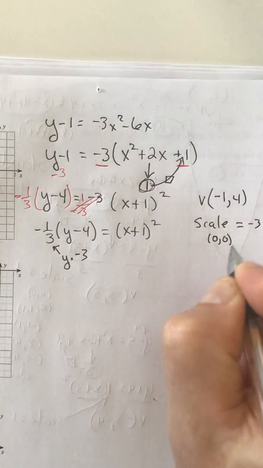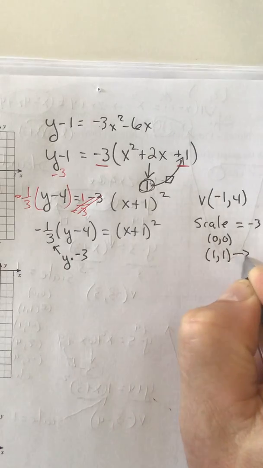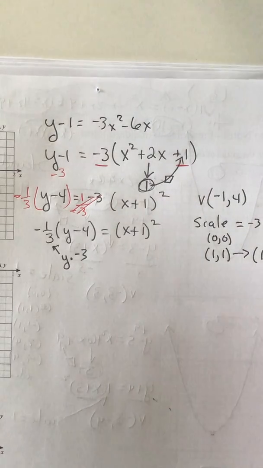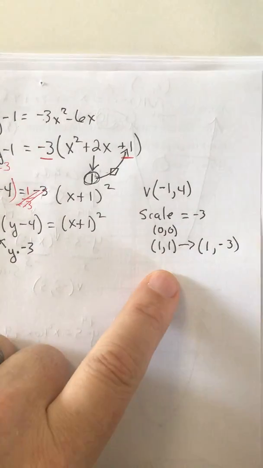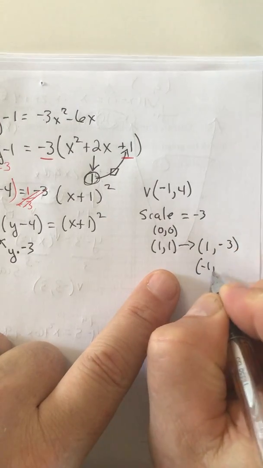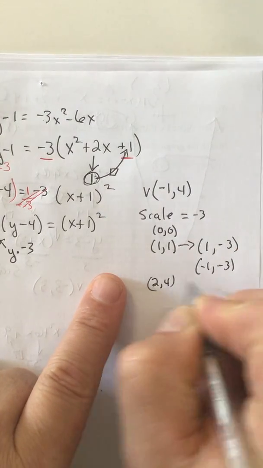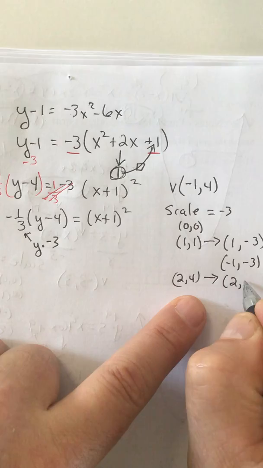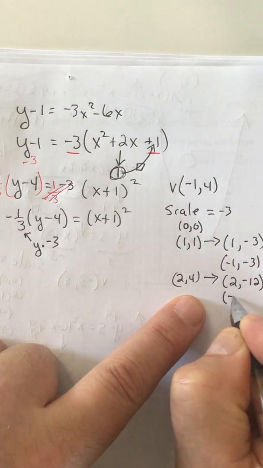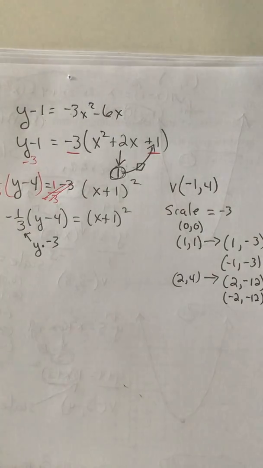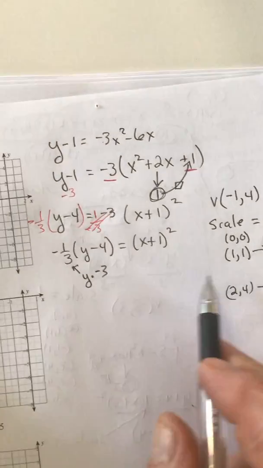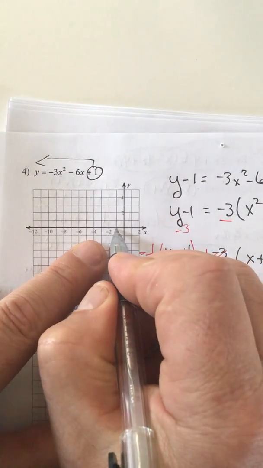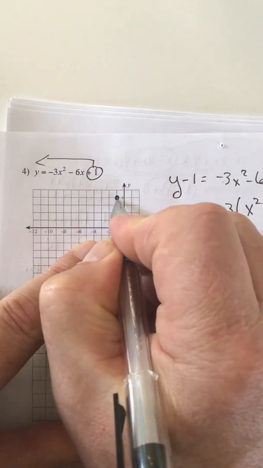So from the vertex, that'll stay the same, but then the 1, 1 will become 1, and then the y part is negative 3. So it's going to be upside down 3 times more, and then also the negative 1. And then the 2, 4, the y part is times negative 3. So it's going to go 2, negative 12, and negative 2, negative 12. So there's the 5 movements from the vertex. The vertex is at negative 1, 4. Negative 1, 1, 2, 3, 4, right there.